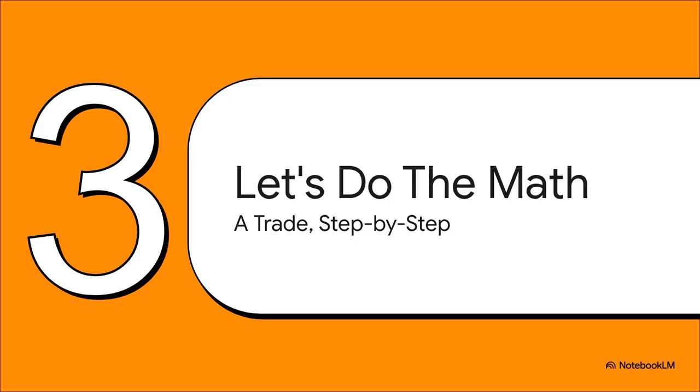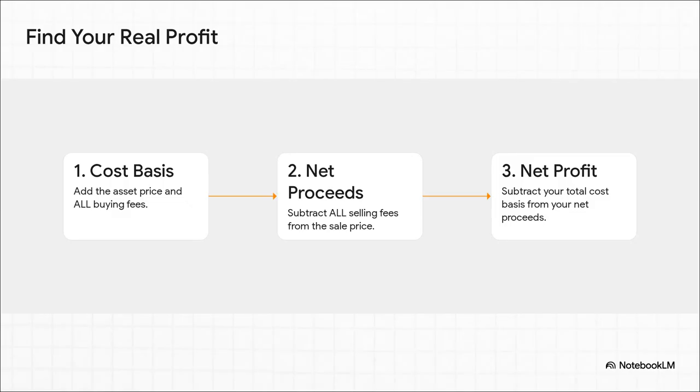All right, theory is great and all, but let's actually put this into practice. We're going to take that trade from the beginning and do the math together, step by step, so we can find the real, honest-to-goodness profit. And look, it's just 3 simple steps. First, we're going to nail down exactly what it costs us to buy in the first place, our total cost basis. Second, we'll figure out what we actually walked away with from the sale, our net proceeds. And finally, the moment of truth. We find the difference to reveal our true profit.